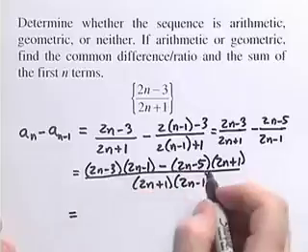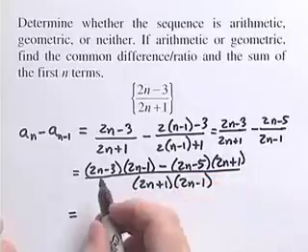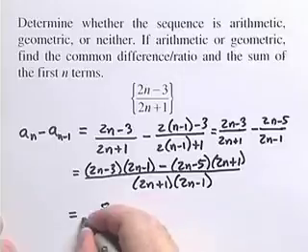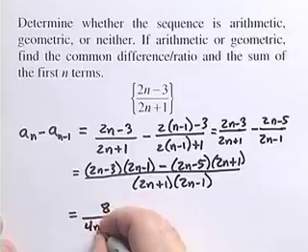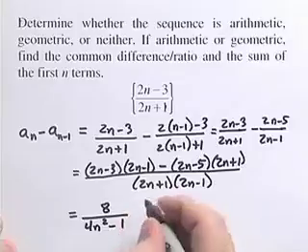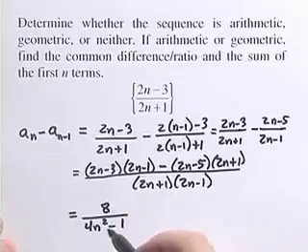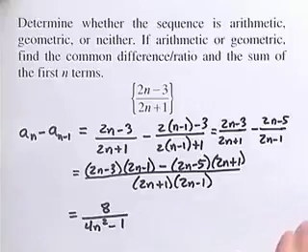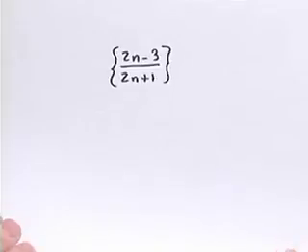If we do the multiplication and simplify this, we'll see that the difference between the consecutive terms is equal to 8/(4n² - 1). This is not a constant, and so we can say that this sequence is not arithmetic. Next, we're going to check to see if the sequence is geometric.